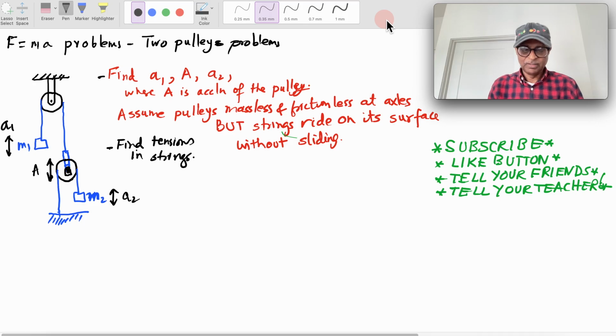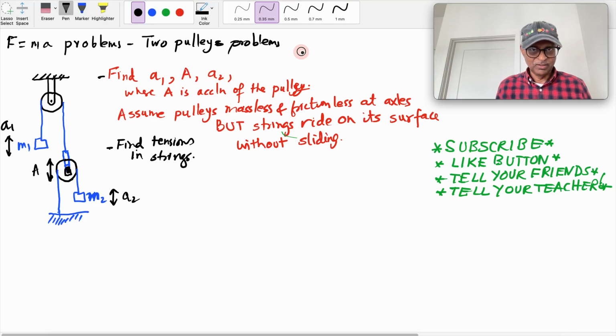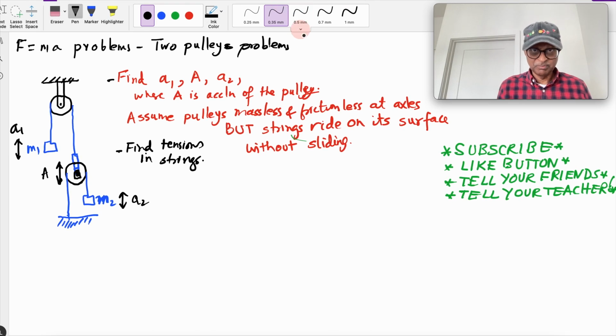Okay, so here's a good problem. It's a two-pulley problem, and we are likely to encounter this in, let me see, MCAT.